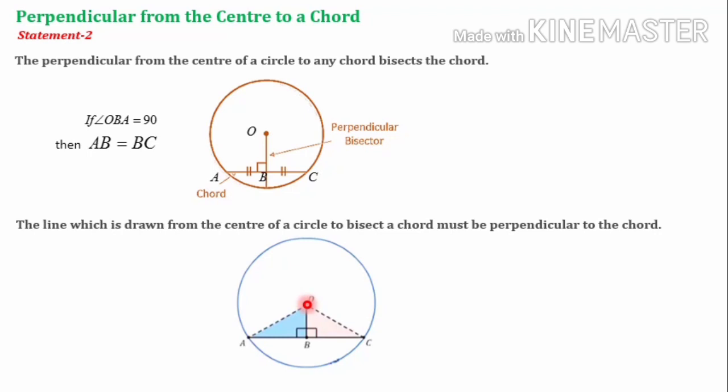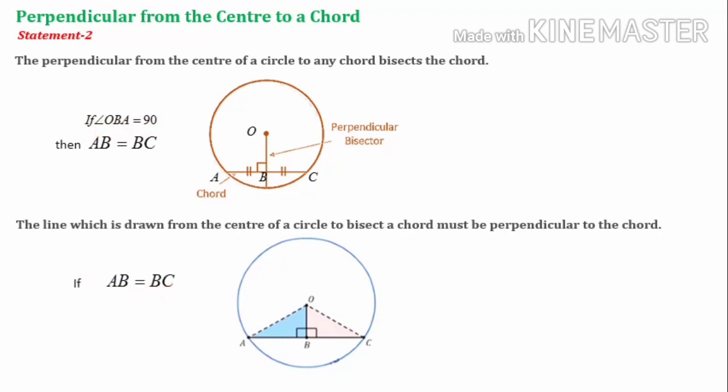But the property of that line is that a line drawn from the center of the circle to bisect the chord is bisecting this AC. That means AB and BC are equal. Then that line must be perpendicular to the chord. That means the angle should be 90 degrees. From where we started, there we have to end. That is what the statement converts.